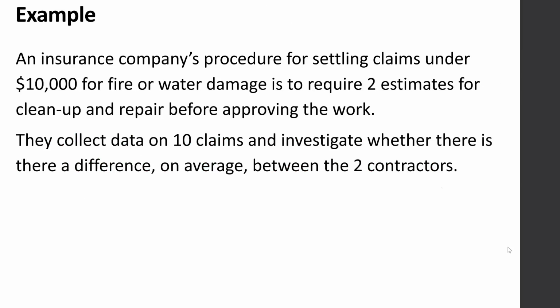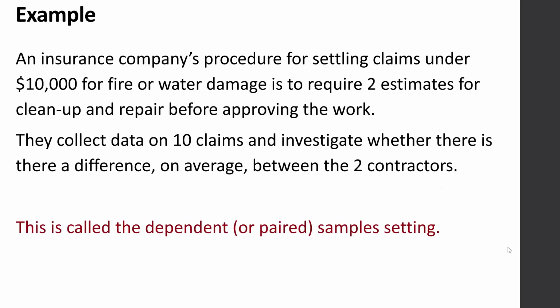An insurance company's procedure for settling claims under $10,000 for fire or water damage is to require two estimates for cleanup and repair before approving the work. They collect data on 10 claims and investigate whether there is a difference on average between the two contractors. So this is going to be called the dependent or paired sample setting.